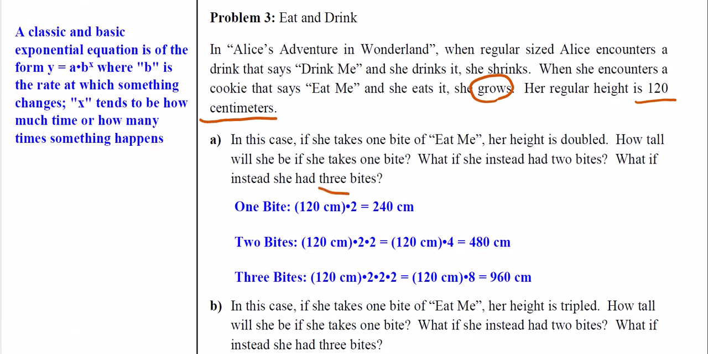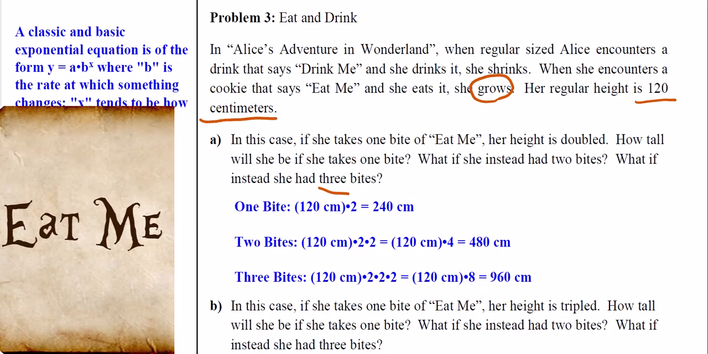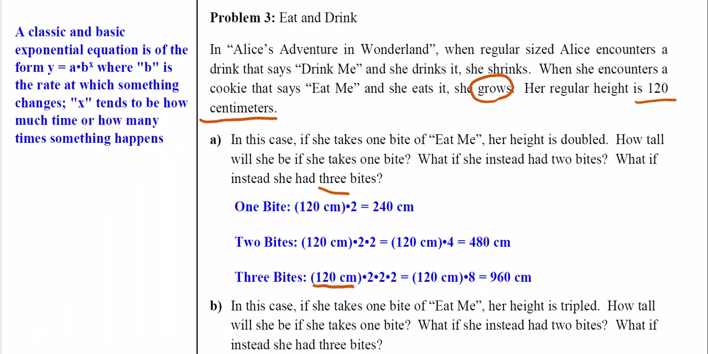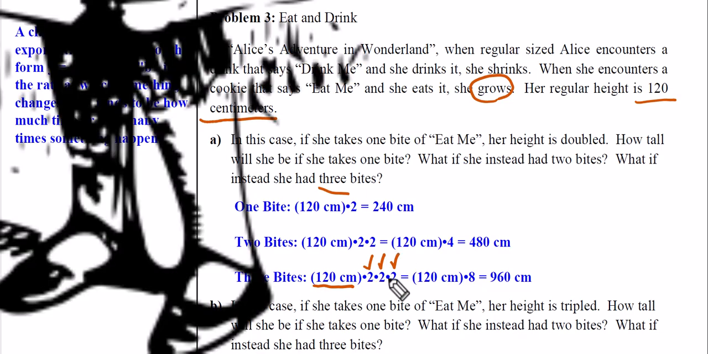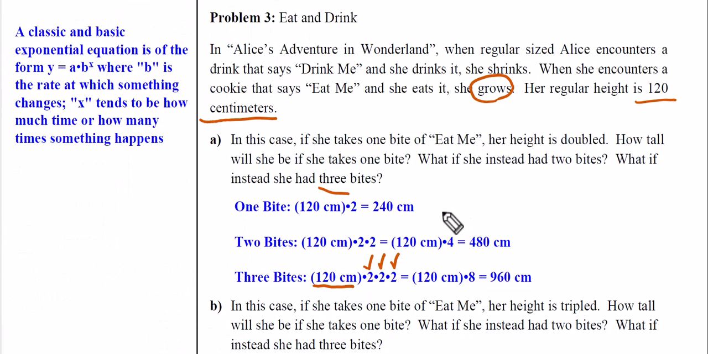What if she had 3 bites instead? So again, we're going back to the original problem. She's 120 centimeters tall. But if she takes 3 bites, each of those bites is double, double, double. Now, if you don't get the picture yet, we can express this as 2 to the third power, right? Which is 8. This was 2 to the second power, which is 4. This is 2 to the 1 power, which is just 2, right? So notice a pattern here: it's because she doubles. Each bite is a double.